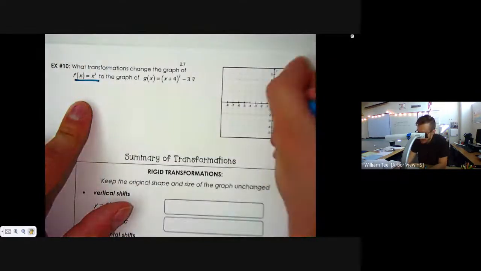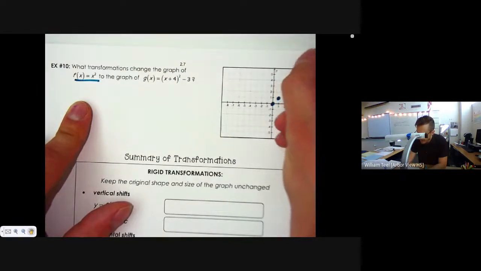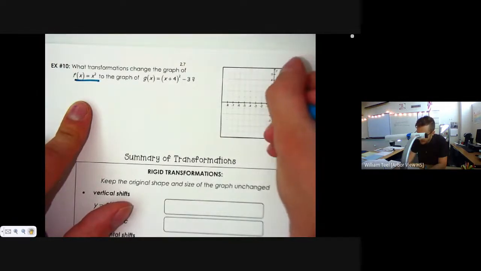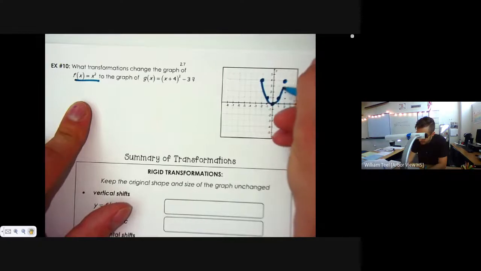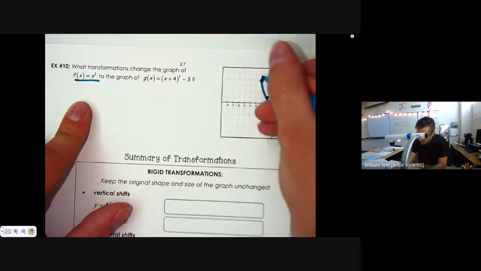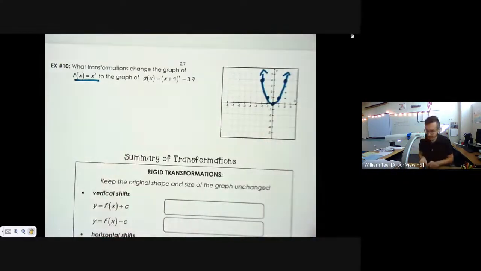So vertex is 0, 0. I have up 1, right 1, right 1, up 3 right here. And then same on the other side, 2, 3. Okay, so this is my parent function here. And now I'm going to look at my translated function.